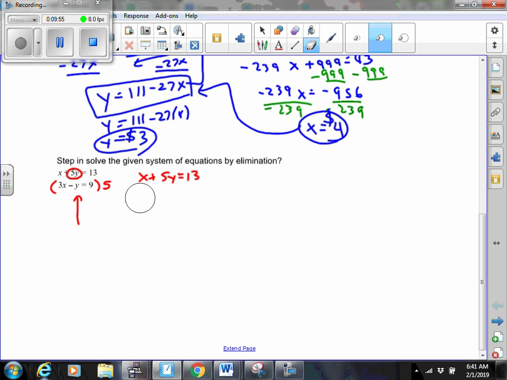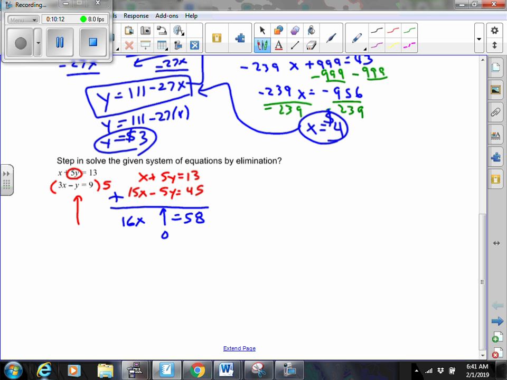Multiply everything at the bottom by 5, which gives you 15x minus 5y equals 45. Now when you add down, the y's eliminate, giving you 16x equals 58, and then you would solve for x. That's just the first few steps there. But once you get the one, x or y, you can find the other variable.